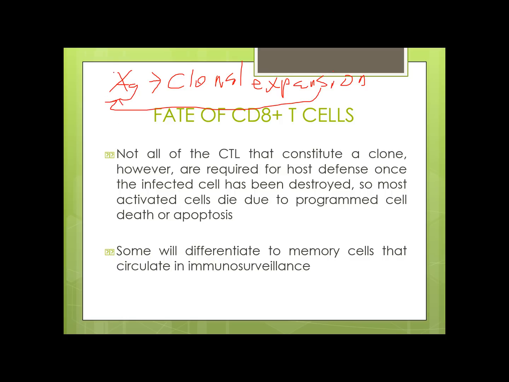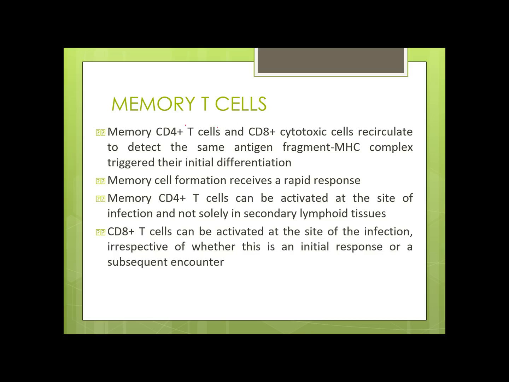Now, when that happens, class, let's say nasira ng antigen, most of them will die through apoptosis. And some, class, will differentiate to memory cells, becoming responsible in immunosurveillance. Now, memory T cells, class, memory CD4 T cells and CD8 positive cytotoxic cells would recirculate to detect the same antigen fragment MHC complex triggered by their initial differentiation. Memory cell formation would result in a rapid response.